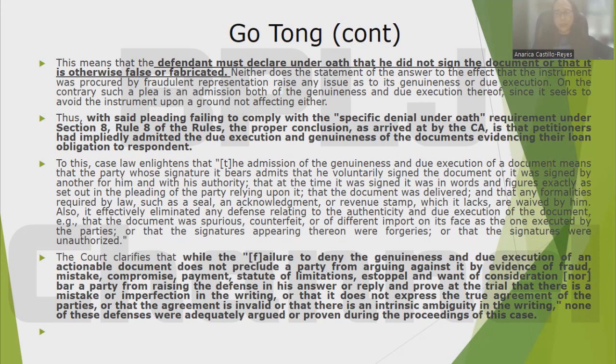Failure to deny the genuineness and due execution of an actionable document does not preclude a party from arguing against it by evidence of fraud, mistake, compromise, payment, statute of limitations, estoppel, and want of consideration, nor bar a party from raising said defense in his answer.